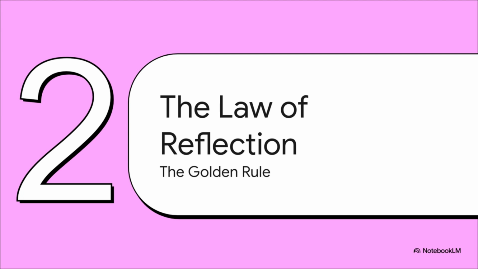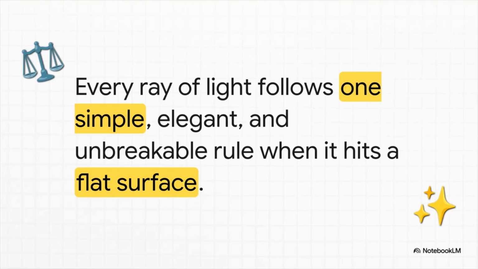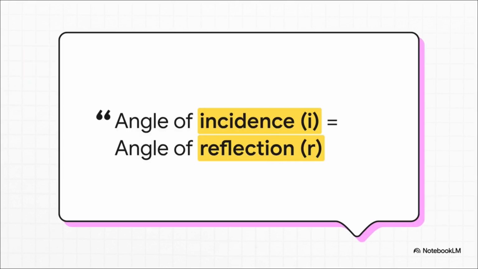Now we can finally reveal the one incredibly simple rule that governs literally every reflection you have ever seen in your life. And this isn't just a suggestion for how light should behave. It's a fundamental law of our universe. Whether it's your bathroom mirror or the surface of a still lake, this rule is always being followed. It cannot be broken. And here it is, so simple. The angle of incidence is always equal to the angle of reflection. Angle I equals angle R.